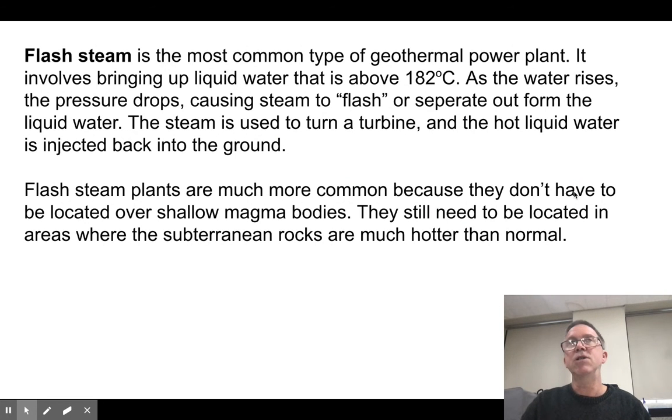Okay, so this is how it is usually done. Flash steam can be done in a lot more places, and basically it involves bringing up water that's still liquid, at least as we're bringing it up, but it's superheated, under pressure. It's like 182 degrees Celsius. So normally it would start boiling at 100 at atmospheric pressure, but at high pressure inside the Earth, it's still a superheated liquid. But as it rises and the pressure drops, it will flash into steam, and so we'll get a separation of steam and liquid water. And so we take the steam component of it and we turn a turbine, and then we put the hot liquid back into the ground.